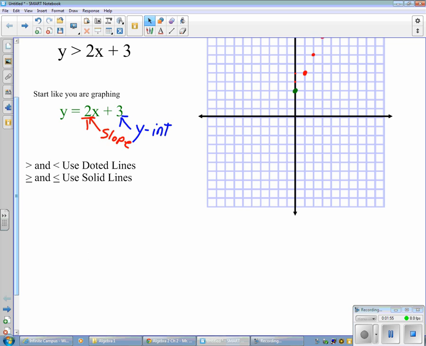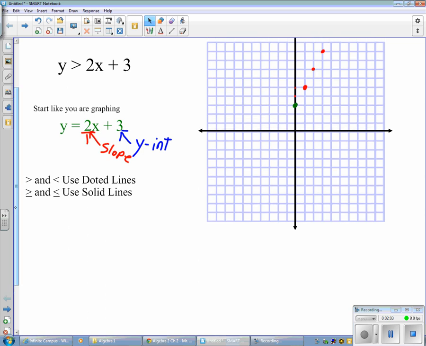So looking at my original equation, it says y is greater than 2x plus 3. So I'm going to make that a dotted line. So I will connect that with a dotted line.